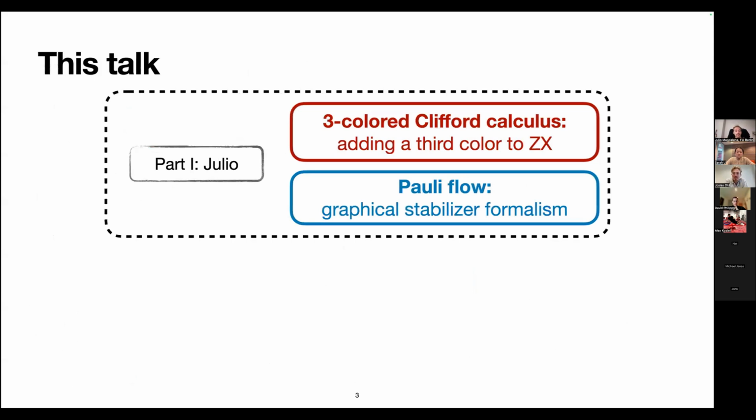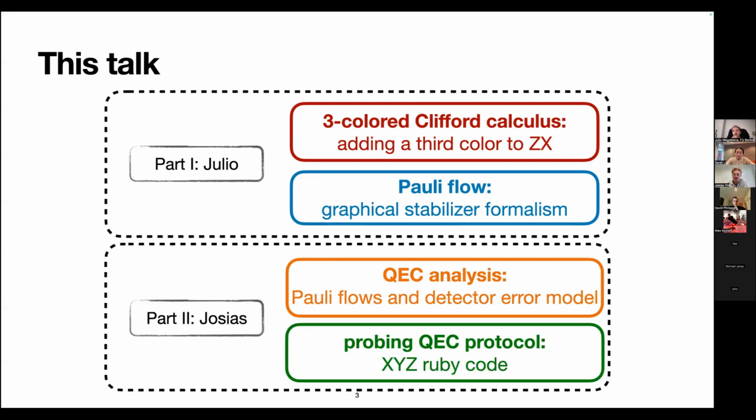Okay, so this talk is composed of two parts, where the first part is presented by me, giving an introduction into the method and introducing something called the Pauli flow, or some people might know it as Pauli webs, and you could think of it as a graphical stabilizer formalism. I will give meaning to these words shortly. Then the second part will be done by Josias, where we go more into the error correction side of things and show how the quantities introduced in the first part play a role, or will be used in error correcting analysis.